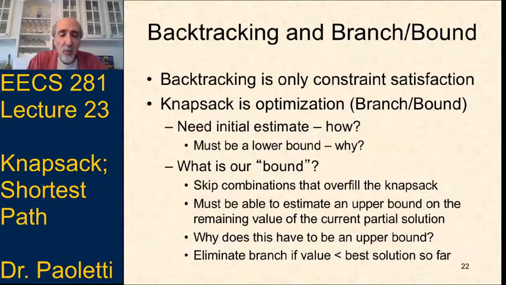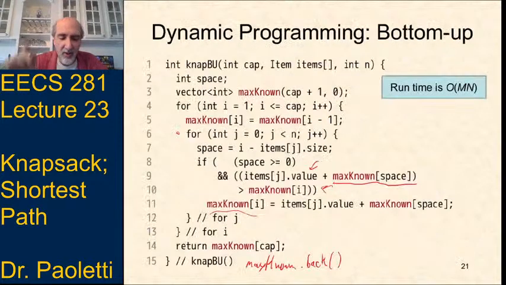Okay, so sorry, I thought I had one more slide there on dynamic programming. So the dynamic programming bottom-up complexity is m times n. I've got a loop here that has to run m times. I've got a loop inside of it that has to run n times. So O of m times n complexity.